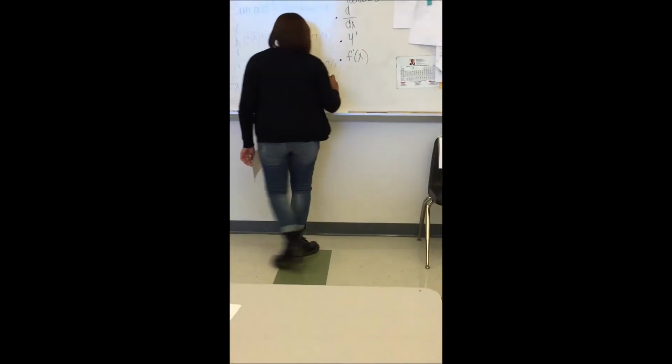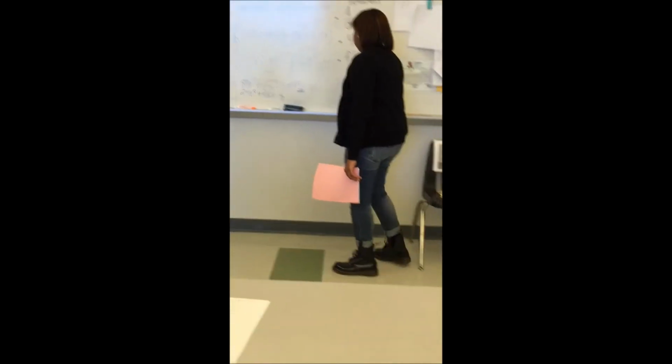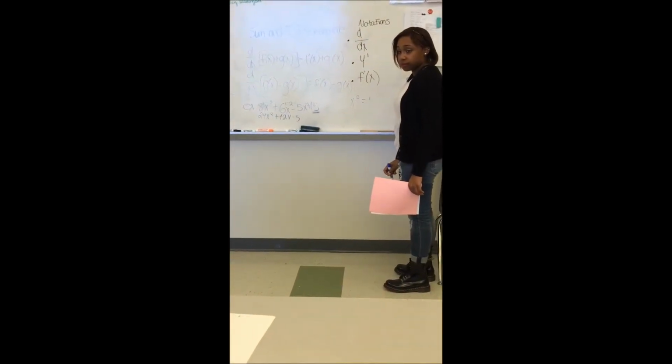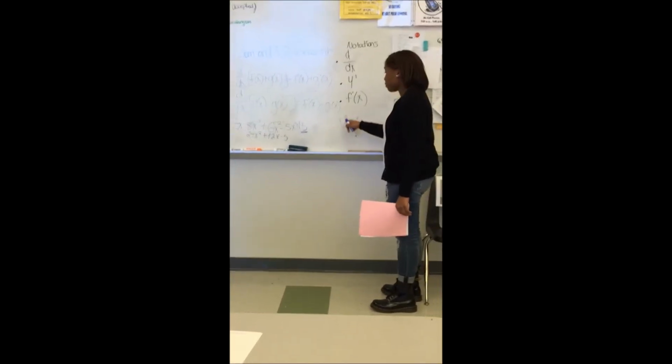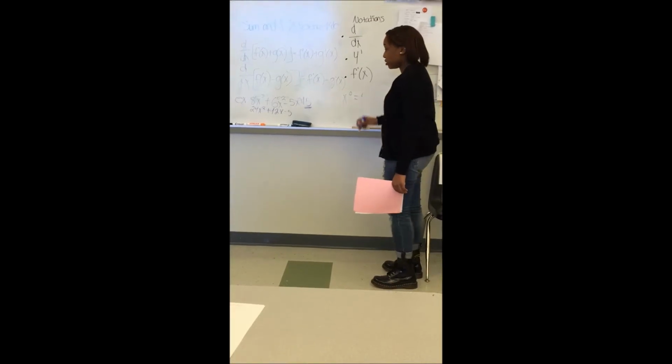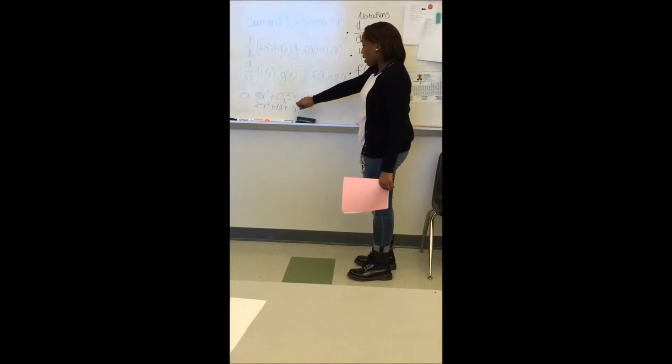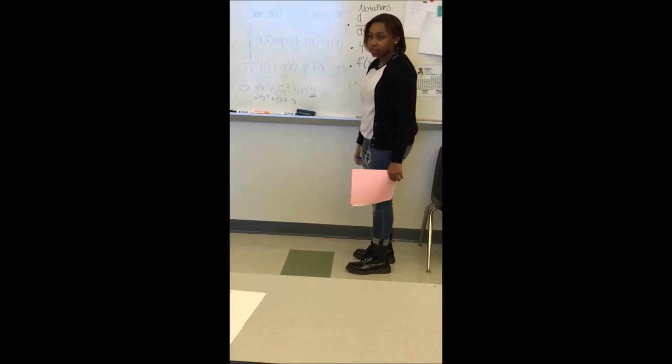So like 24x squared plus 12 x to the 0 equals 1, x to the 1 minus 5. Okay. So if you have x to 0, it just equals 1. So then this becomes 1. If you did 5 times 1, then you just have 5.